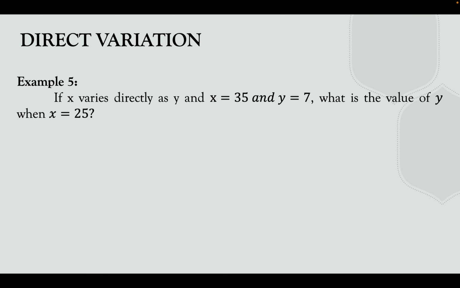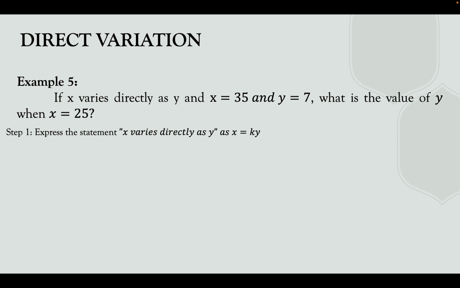Example number 5. Here, in this example, we will have a missing or unknown value. If x varies directly as y, and x is equal to 35 and y is equal to 7, what is the value of x when y is equal to 25? First, we need to find the constant of variation by using x is equal to 35 and y is equal to 7. After finding the constant of variation, we can now find the value by substituting the constant of variation and the given value of 25.